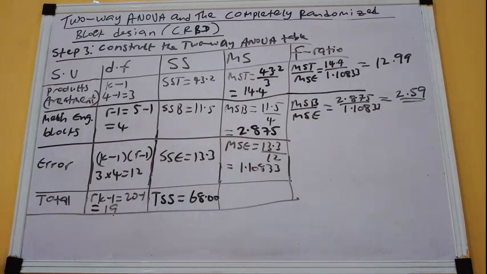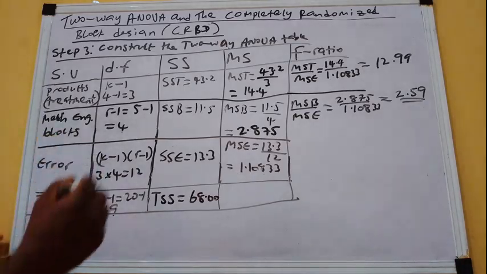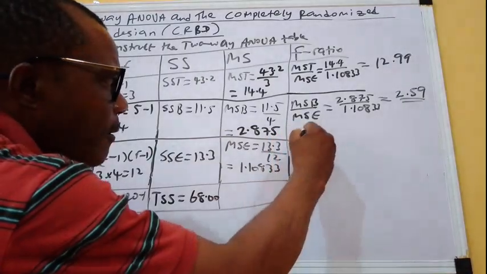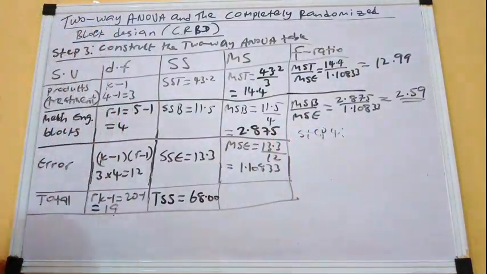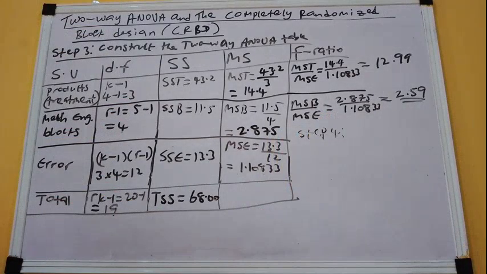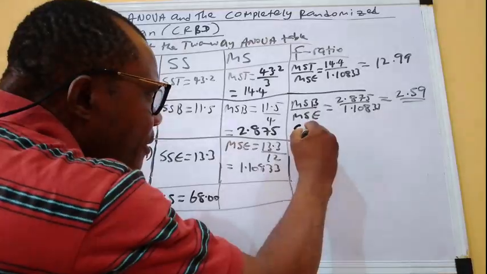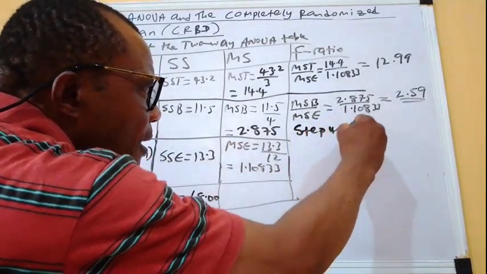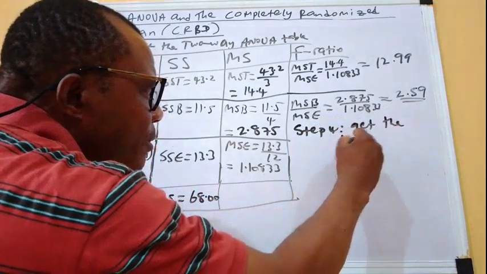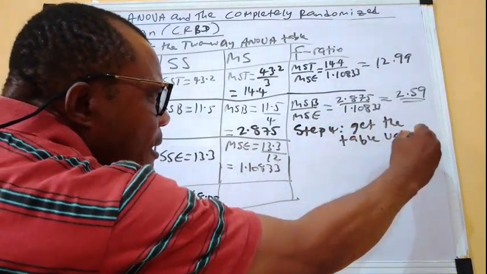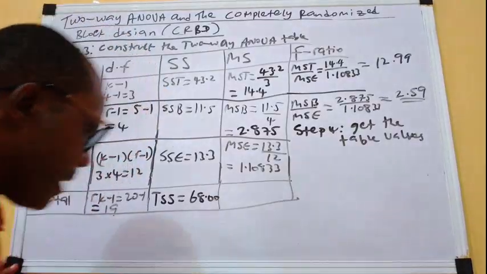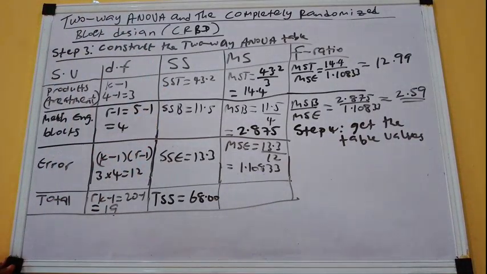Now step 4. Step 4 is to get the table values. That is what step 4 says. Without the table values, it will be impossible to conclude. So step 4, get the table values. And this is how we are going to get them. We are going to get for treatment and we are going to get for blocks.